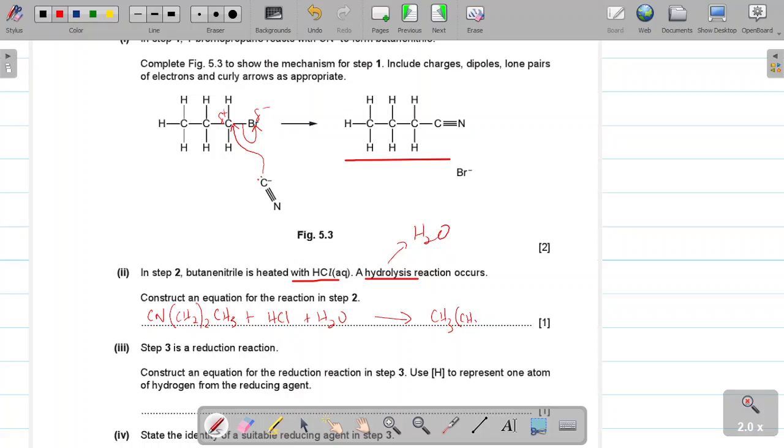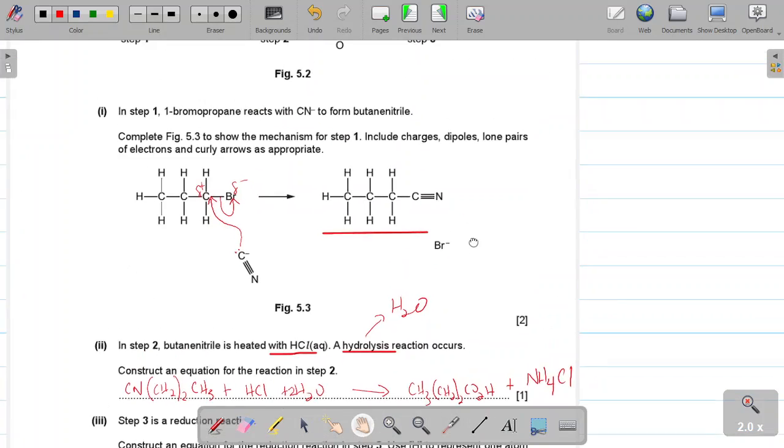This is going to give us butanoic acid, which is CH3, CH2, CH2, CO2H, plus what could be the possible other product? We have nitrogen and we have HCl, so it should be feasible to think that we are also going to get ammonium chloride as a byproduct here. And so this is our equation for the reaction. To balance this, we would need 2 moles of water. And this is our balanced equation for the reaction.